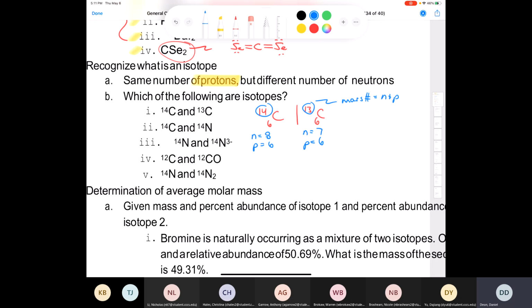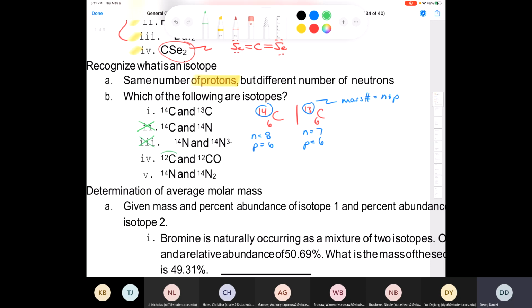Carbon-14 and nitrogen-14 rather, they are not isotopes. Right? They're 2 different elements. They have different numbers of protons. Carbon has 6 protons and nitrogen has 7 protons. If we look at the next one, nitrogen-14 and nitrogen-14 with a 3- charge, well, that only differs in the number of electrons. Right? They are not isotopes. They do not differ in the number of neutrons.